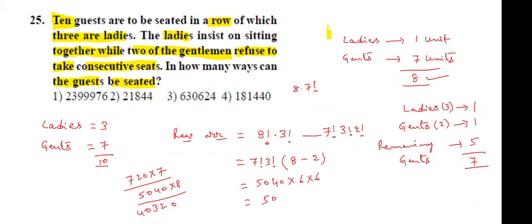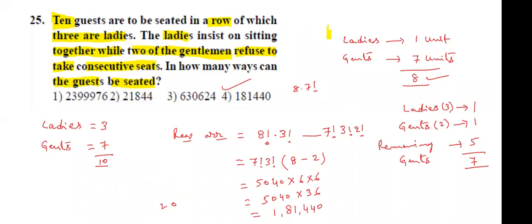Now 5040 into 36. 6 6s are 36 or not? Now calculate. How much we get, students? Tell me. Correct. 1,81,440. So that is fourth option correct. Students, all of you understood here. This is not an easy problem. Okay.